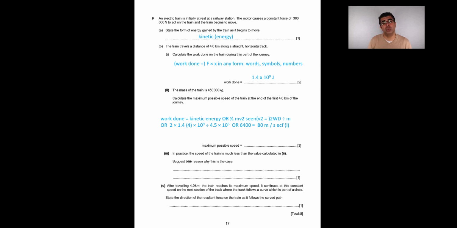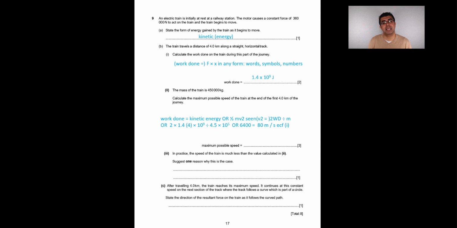And all you're being asked to do is rearrange it to get v equals square root of 2KE over m, where KE is the 1.4 times 10 to the 9. We already know the mass of the train is 450,000. So it should have been the square root of 2 times 1.4 times 10 to the 9 divided by 450,000, and you'll get 80 meters per second.